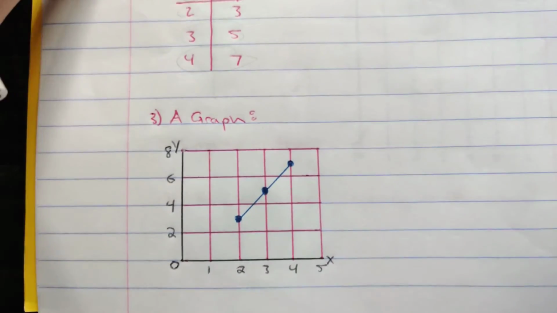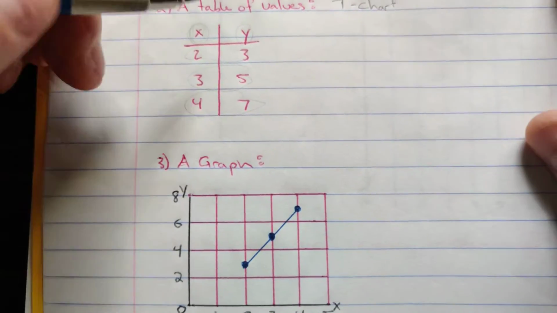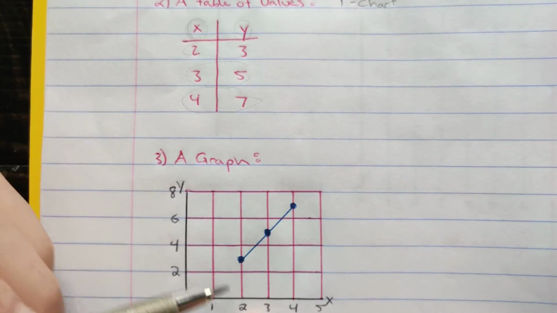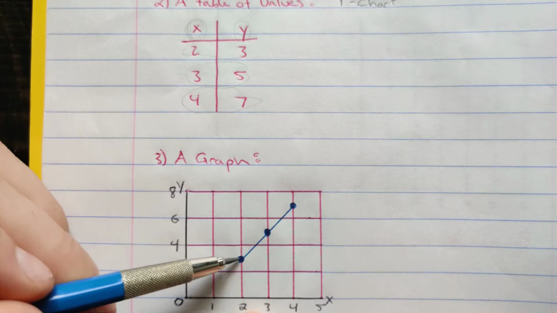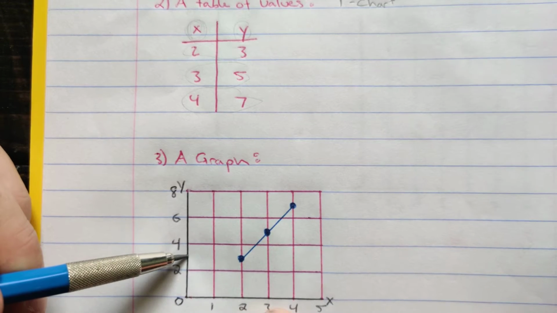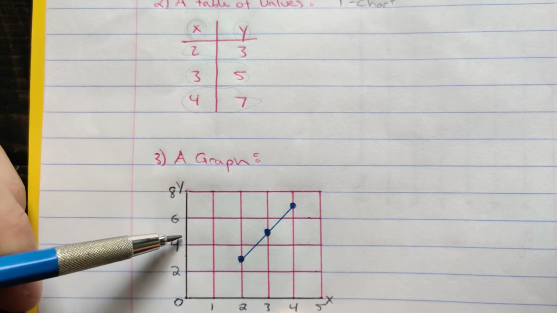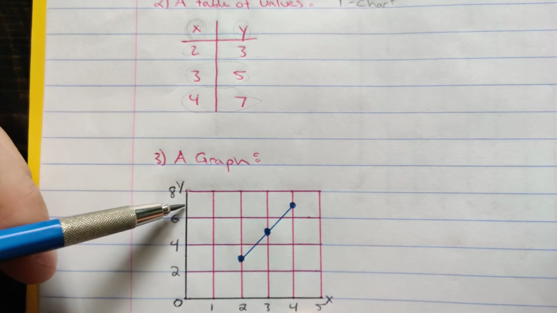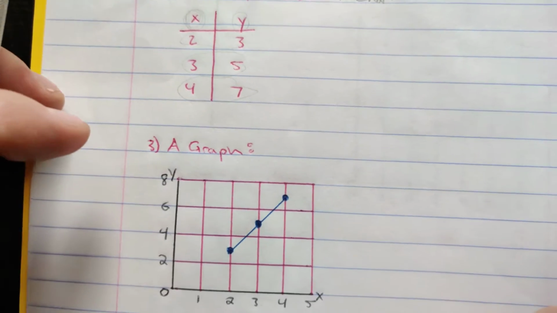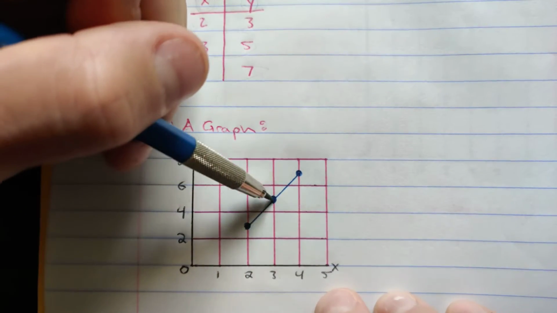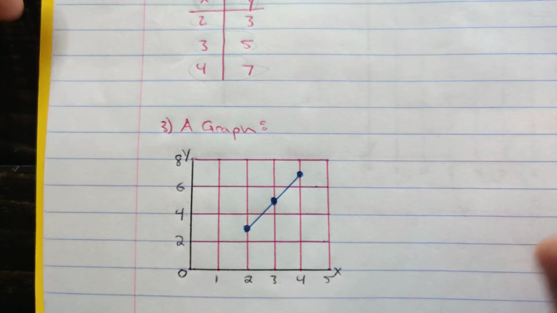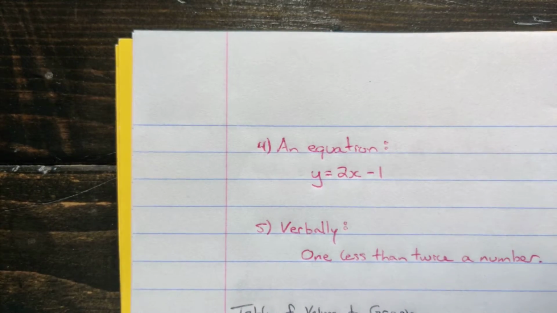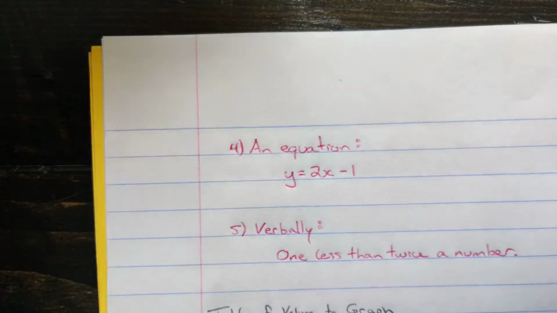We can graph them. And so there's our table, or our ordered pairs, and I've graphed them. So (2, 3): 2 on the x-axis, 3 on the y-axis. (3, 5) fits there. (4, 7) fits there. And then I've even connected the dots to show that this is a linear graph, because it is represented by an equation as well.